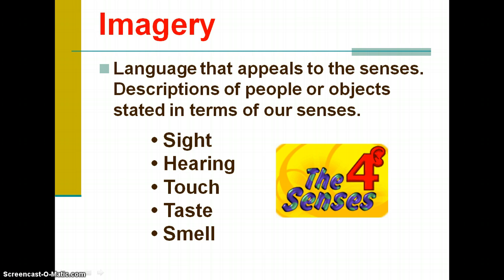First, imagery. If you look at the word imagery, you'll see image in the word. And when we think of images, we think of pictures. So imagery is just that. It creates a picture for the reader as they are reading. It appeals to the 5 senses of the reader. It's descriptions of people or objects, but it's stated in the terms of our senses. And of course, you know the 5 senses are sight, hearing, touch, taste, and smell. And that's what imagery appeals to.